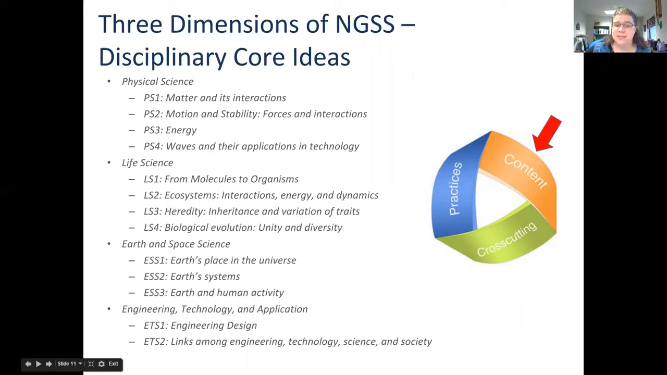This one was intended so that it would fit with the other 3. So this you will see infused throughout the physical, life, and earth and space. It does not need to be taught as a separate course. Instead, you will find standards that have an asterisk next to them in our Iowa Science Standards and Next Generation Science Standards. That asterisk lets you know that they focus on an engineering idea.